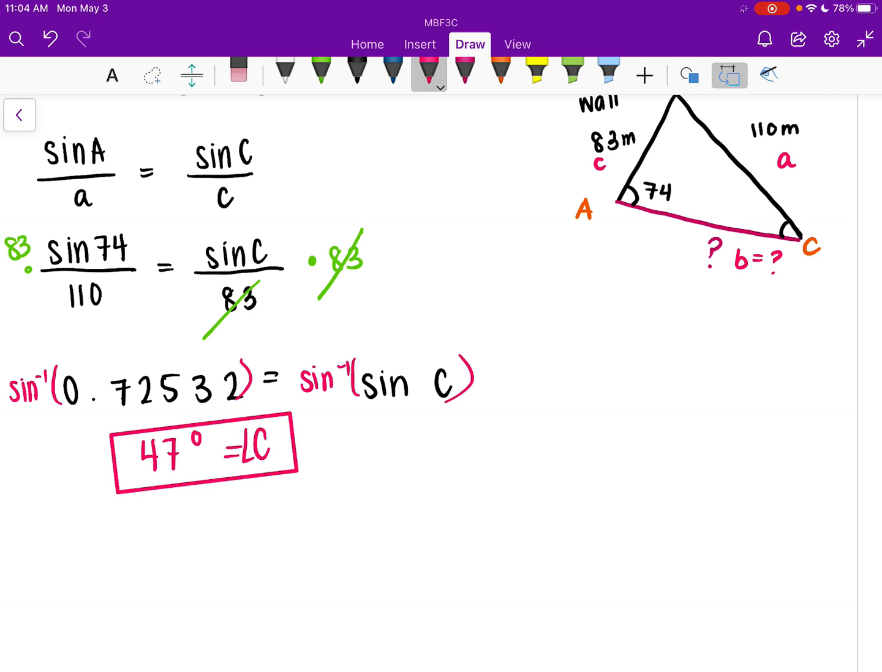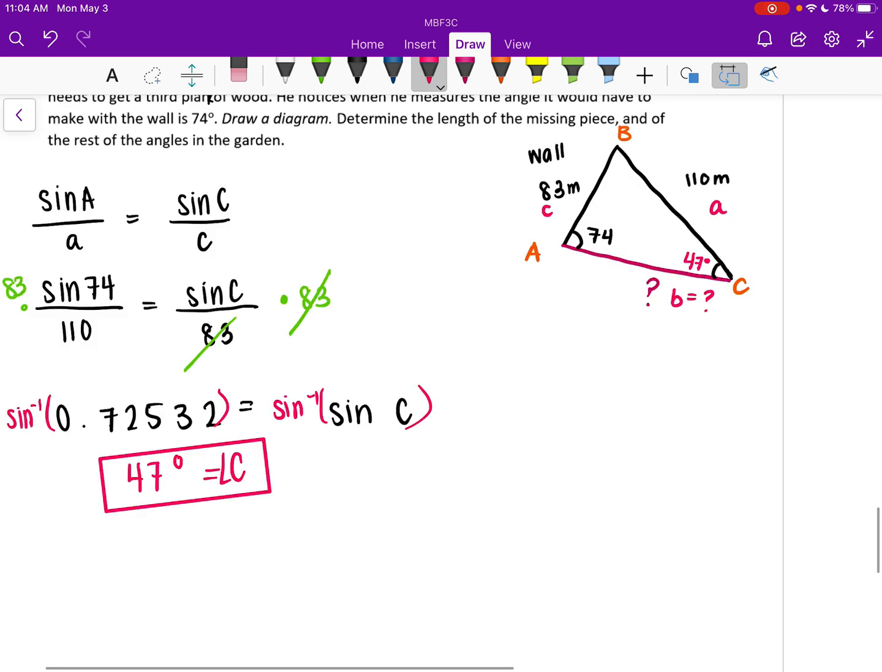So let's just go put that in. Now I know what angle C is. I know what side C is. I still don't know anything about B at all. I don't know what angle B is. I don't know what side B is. And I want to find out what side B is. So looking at what I know, can I find angle B? Yeah, I can. The reason I can find angle B is I have these two angles, right? So now angle B is a little bit easier to find.